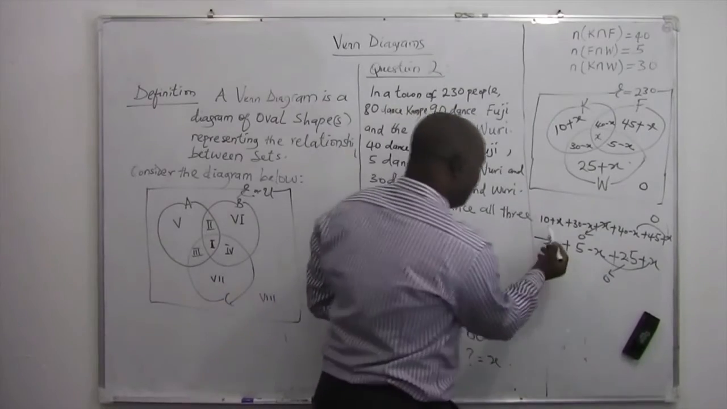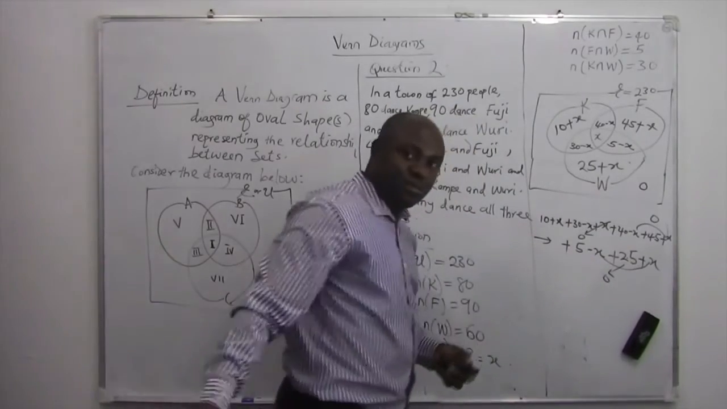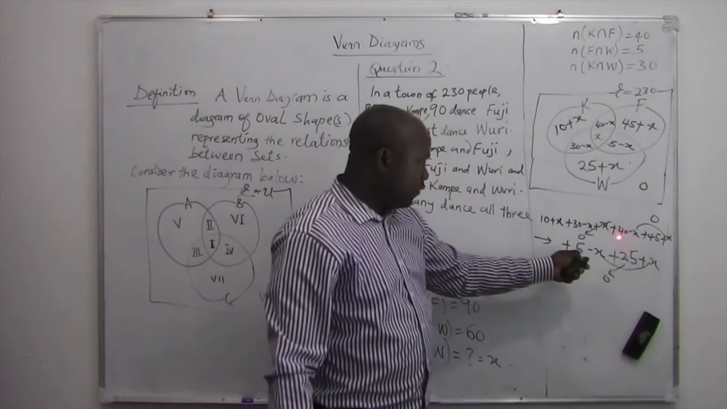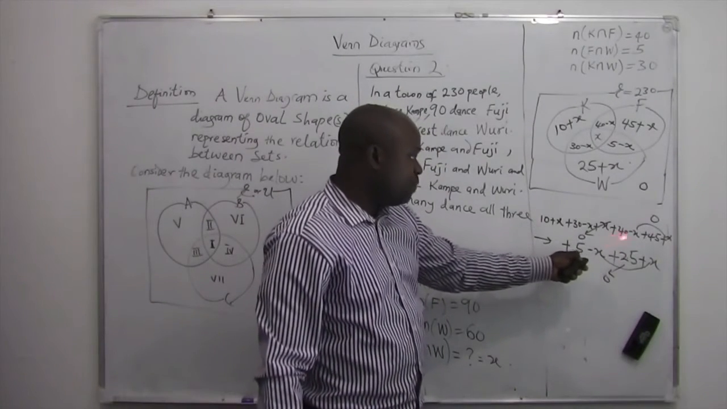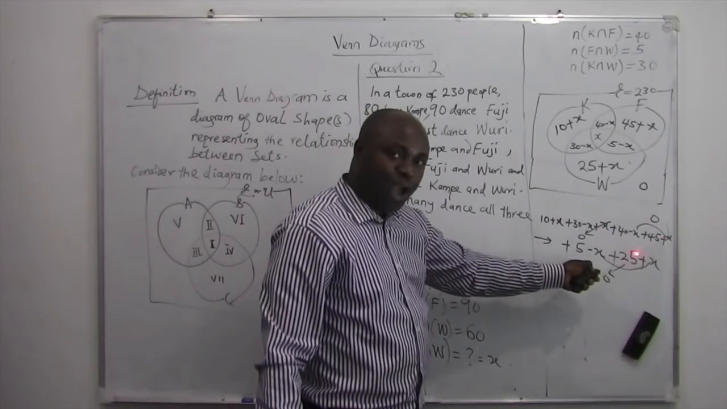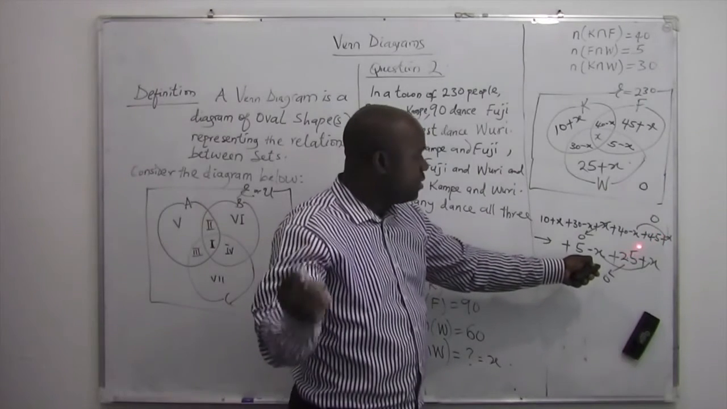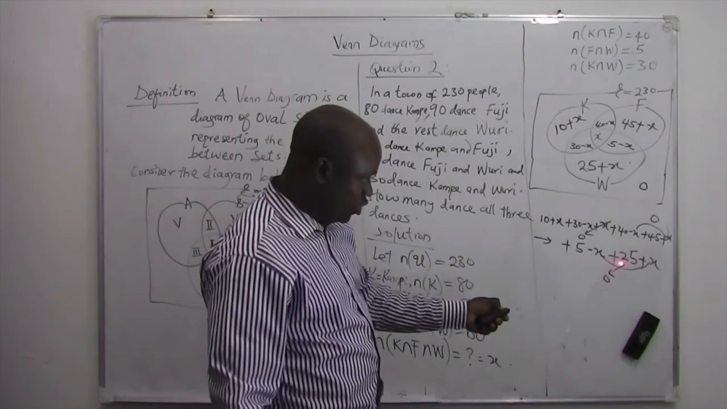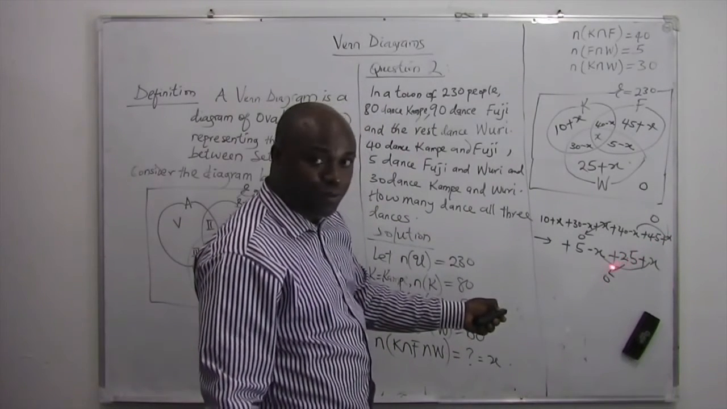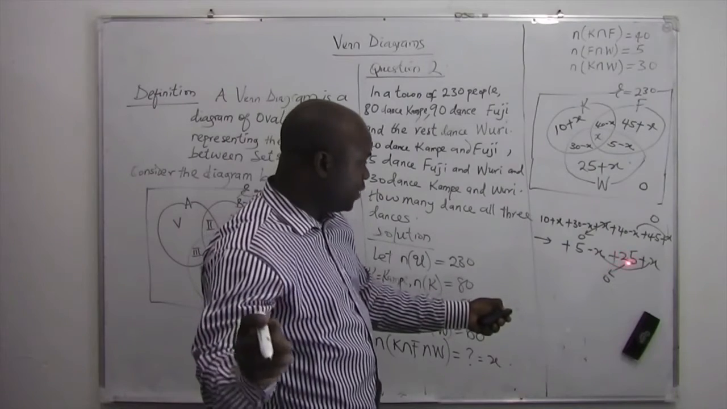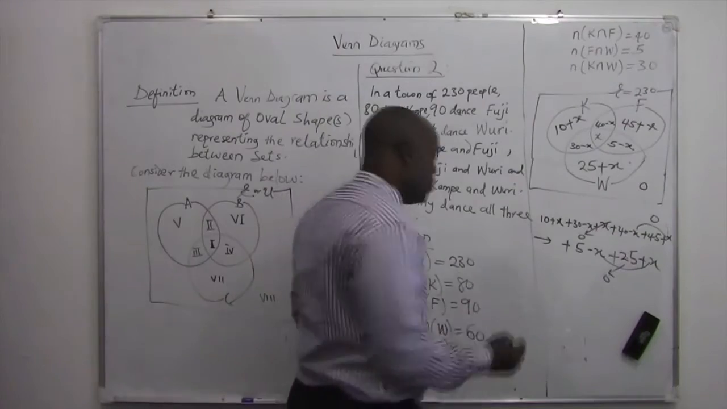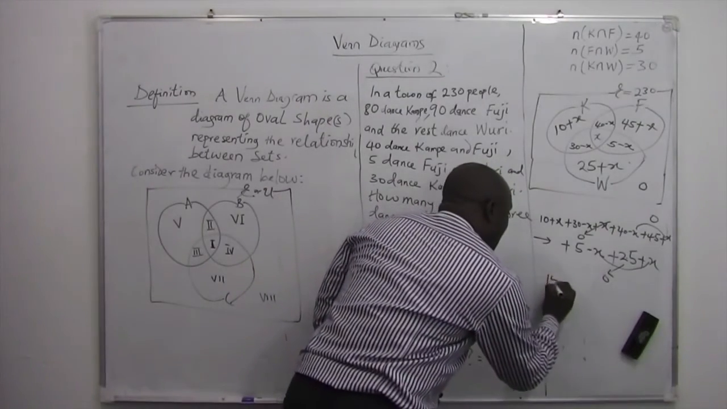So we add up now. 10 plus 30, that gives us 40. Plus this 40, that is 80, plus 45. What do we get? 125. That's good. Plus this 25, we have 150. Then plus 5, 155. Beautiful.